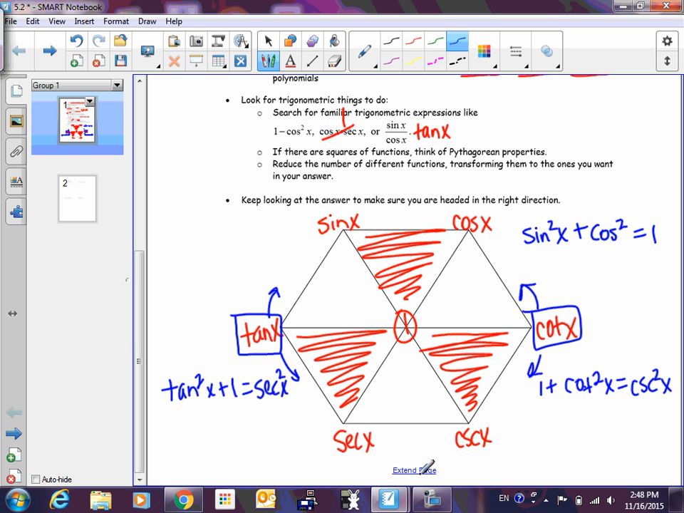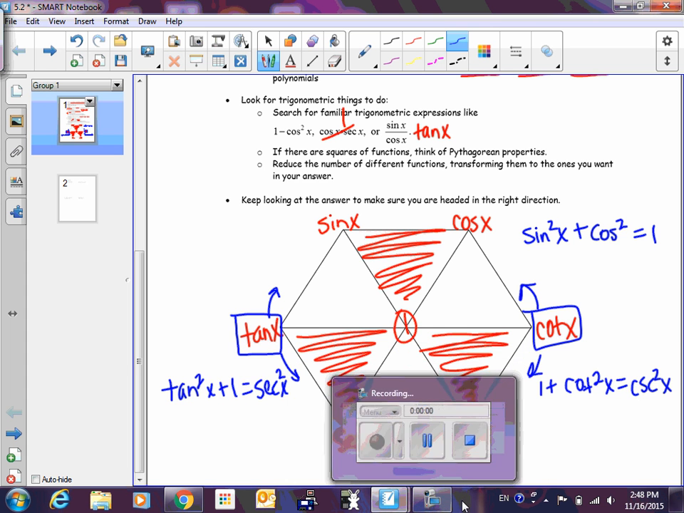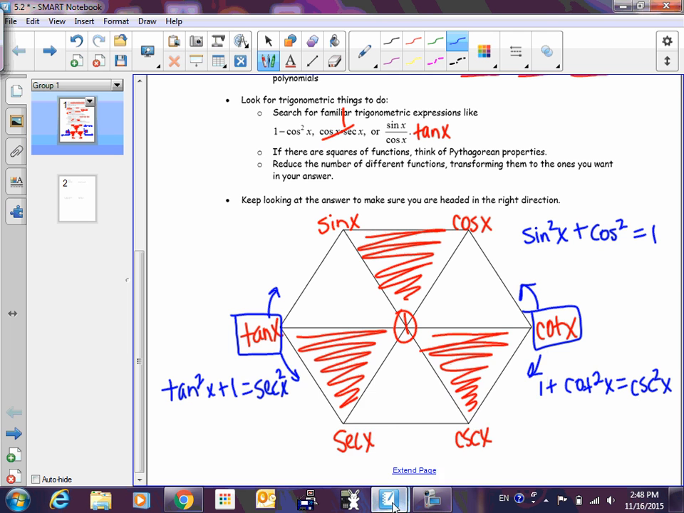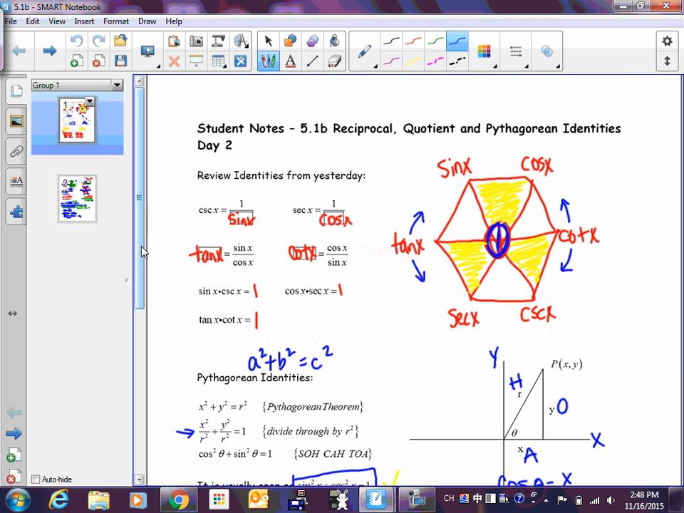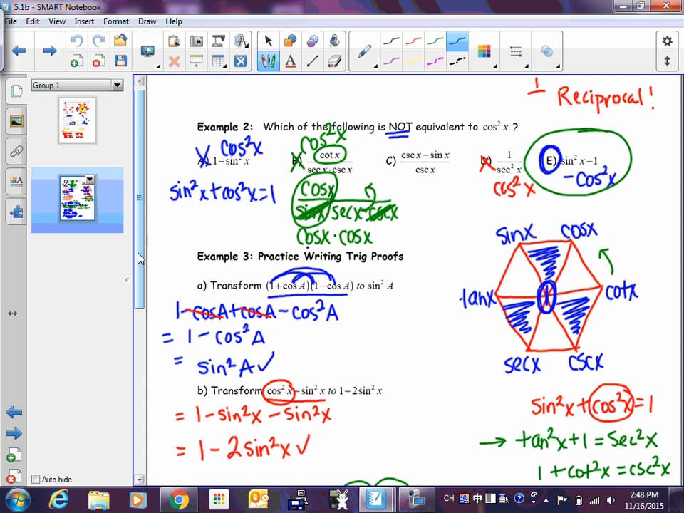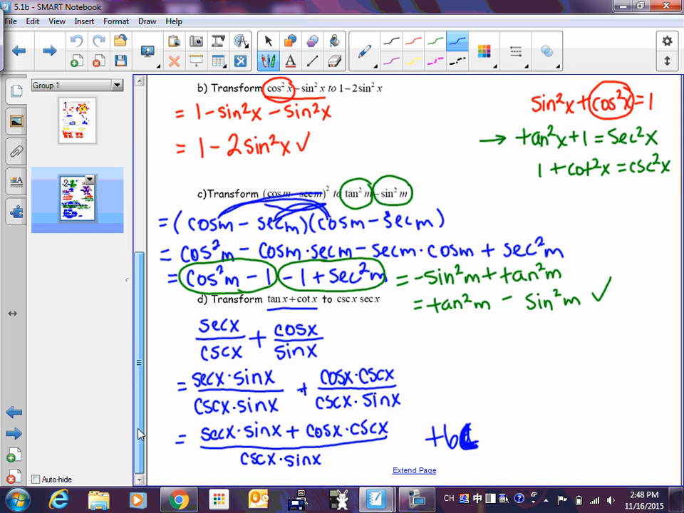So what I would like to do is go back to an example that we had on Friday. You may want to get those notes out, or you may just want to watch. And if you're watching this video, you may want to fast forward if you don't have this question. On Friday, we ended with this problem, which was D right here, and we wanted to transform tan x plus cotangent x.